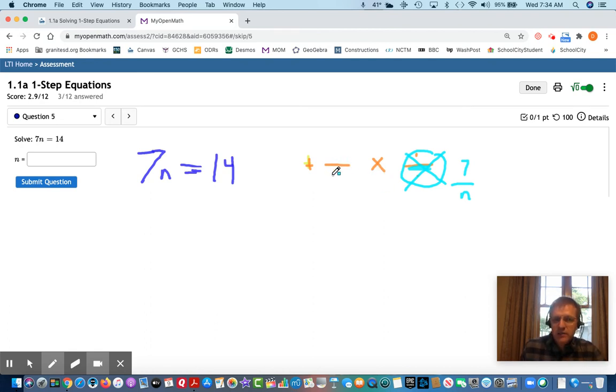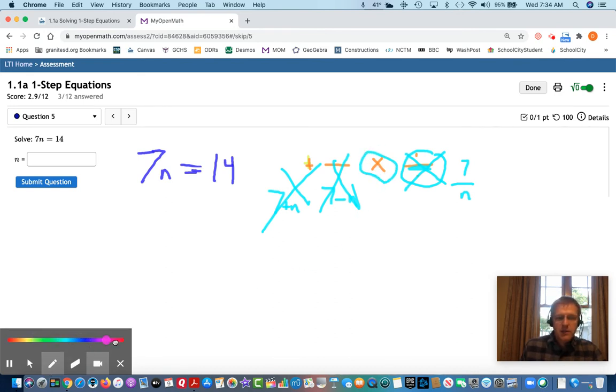Is it subtract? No, because if it was subtract, it'd be 7 minus n. There would be a minus there, so it's not subtract. Is it plus? No, because then it would be 7 plus n. So the only one it can be is times. Now let's talk about why it is times. Times looks like an x, doesn't it? Like this symbol right here, it looks like an x. So if we put an x right here, it would look like 7xn.